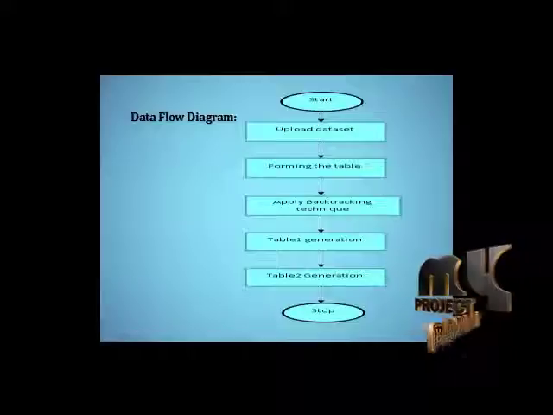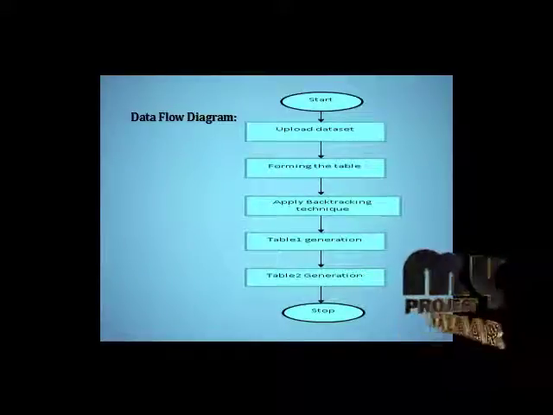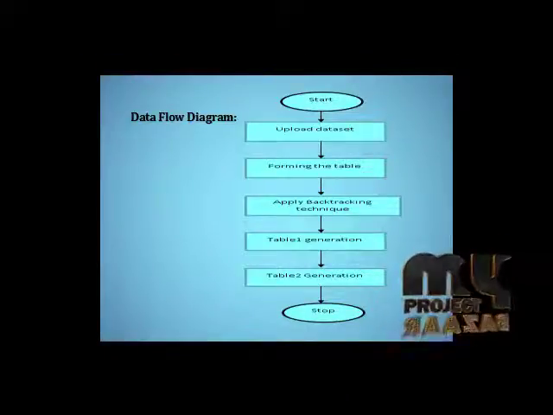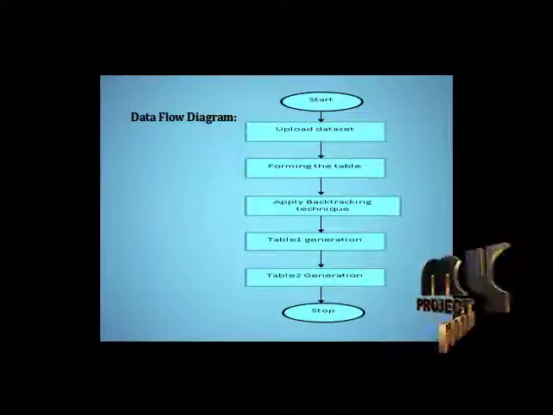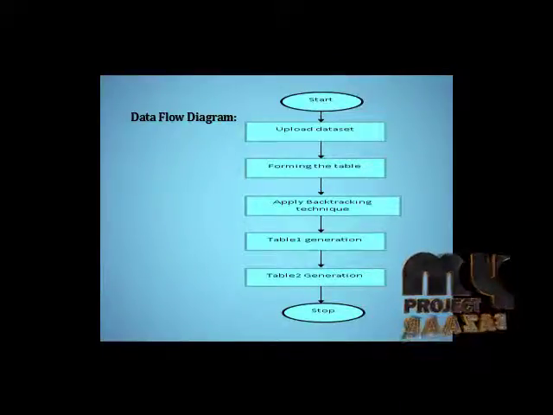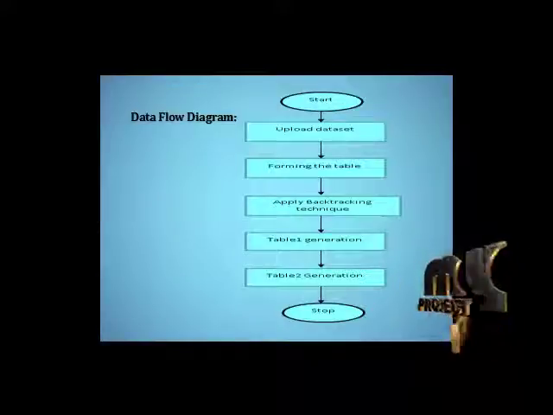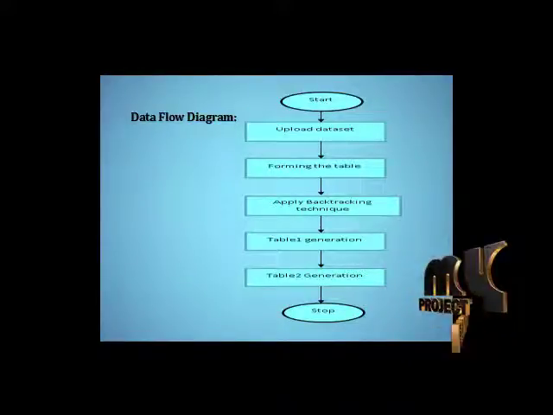In the data flow diagram, first of all, we are uploading the data set, which contains the student subject name, subject ID, and the staff name and staff ID. These are all the information presented in the data set. After that, we are going to import this data into our processor. Initially we're going to do the table formation.